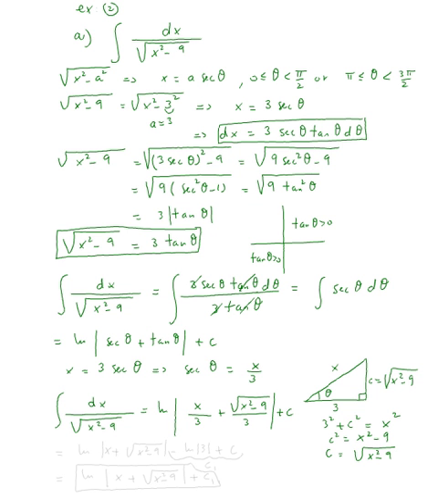We can simplify the ln using the property. This is equal to ln of the top, the numerator, which is just x plus the square root of x squared minus 9, minus ln of absolute value of 3, plus c. Now we can call this another constant c1. So therefore this is equal to ln of x plus the square root of x squared minus 9 plus some constant c1.